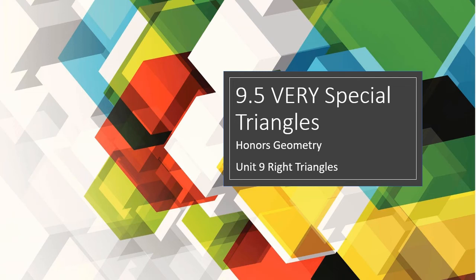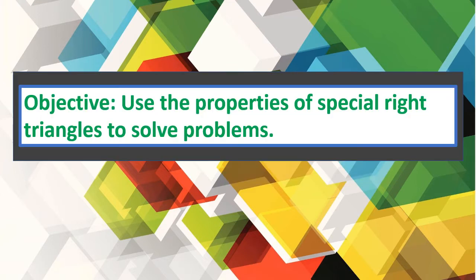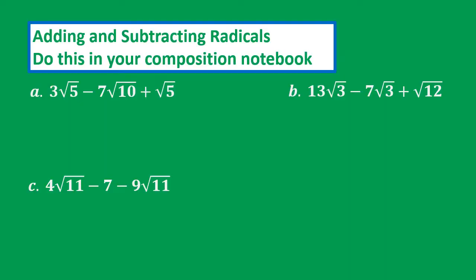Hey kids, today we're going to extend our knowledge of the 30, 60, 90 and 45, 45, 90 right triangles, and we are going to do a few extra challenging problems with them. So our goal today is to use those properties to solve problems. Here is a little bit of a review.